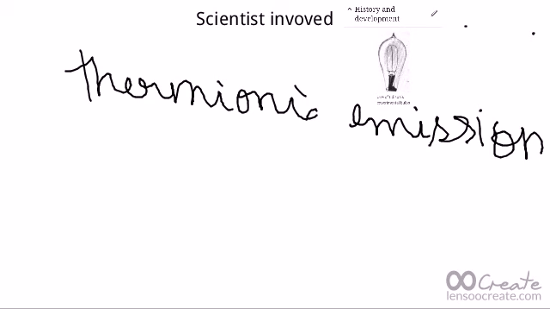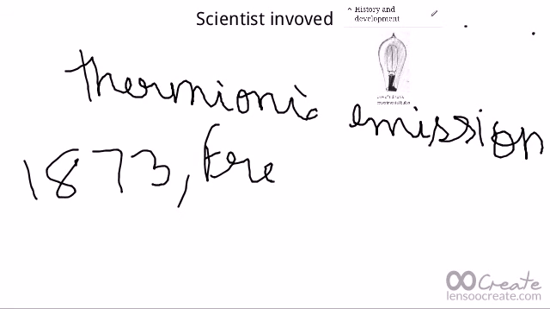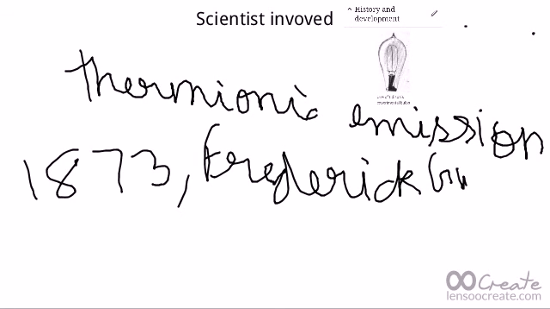We have other tubes like the phototube, which achieves electron emission through the photoelectric effect. Scientists like Edison, Marconi, Ambrose Fleming, De Forest, etc. are associated with the invention of the vacuum tube. Thermionic emission was originally reported in 1873 by Frederick Guthrie.